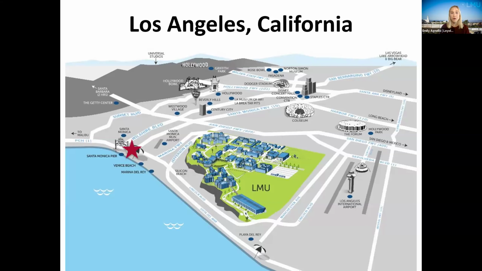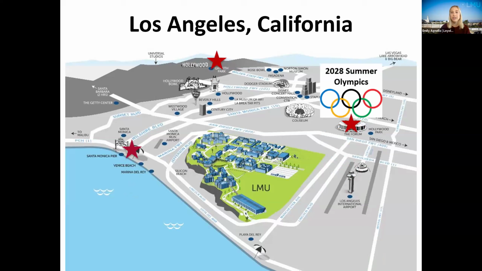So we're right around the corner from Venice Beach. You can actually see the Hollywood sign from the side of our campus, and you can see the Hollywood Hills. And now we are excited to say we are right down the street from where the 2028 Summer Olympics are being held. So a lot of really exciting things are happening right by our campus.